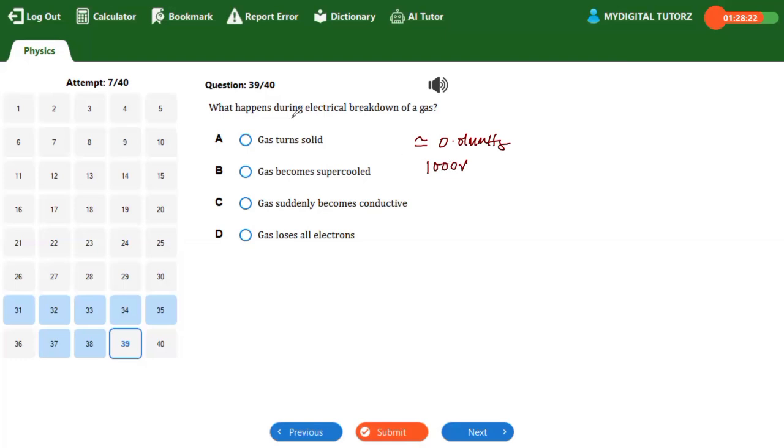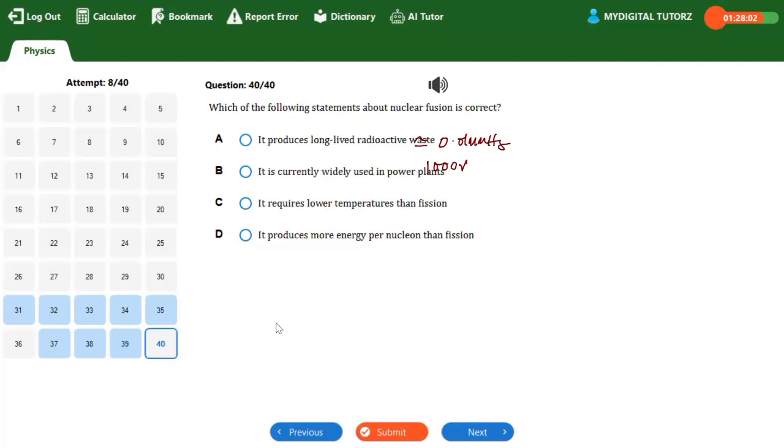So the question says, what happens during electrical breakdown of a gas? When electrical breakdown happens, ionization occurs, and then the gas suddenly becomes conductive. So that is the correct option, which is option C. I hope we are together. So the last question on this session, the final question on this particular 2025 practice questions. So it's question 40, which says, which of the following statements about nuclear fusion is correct?